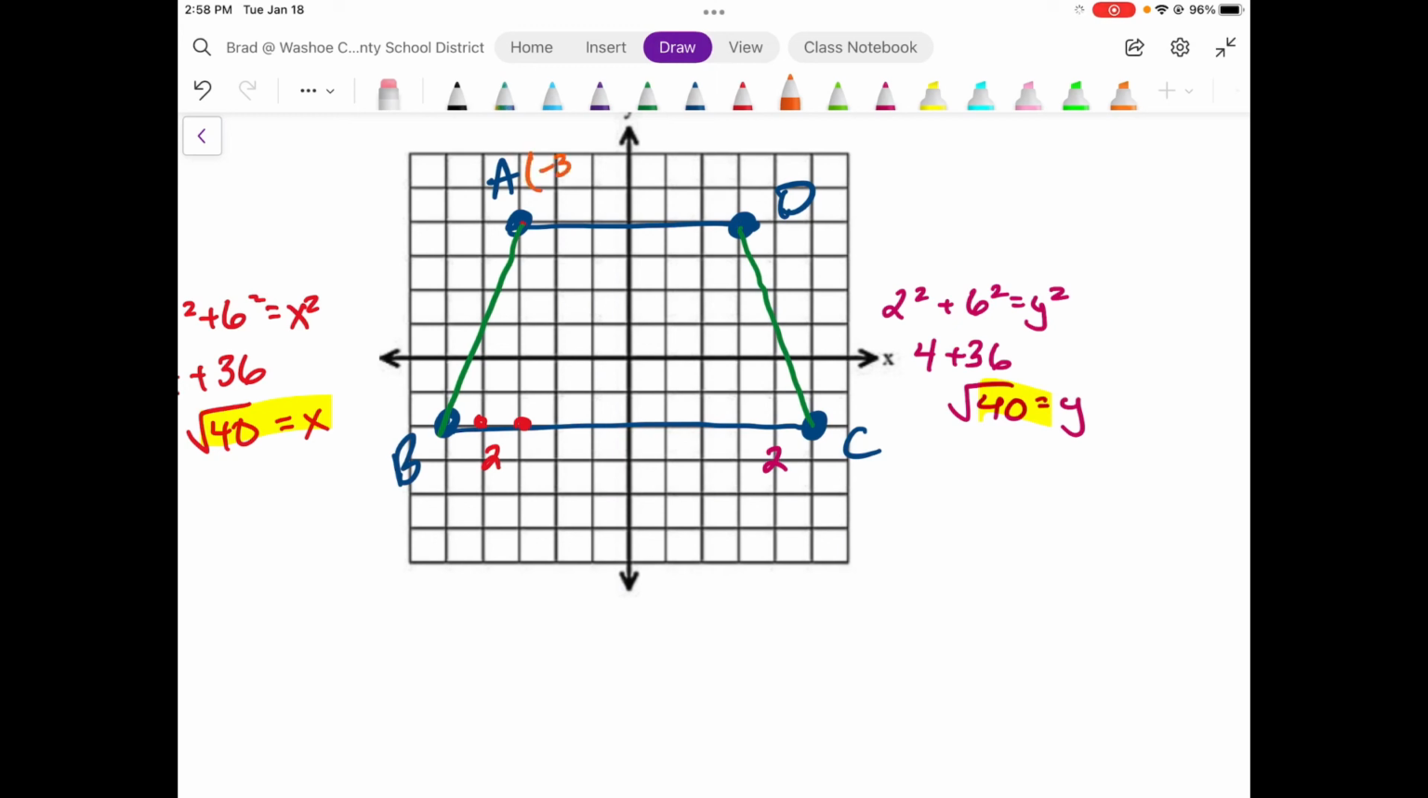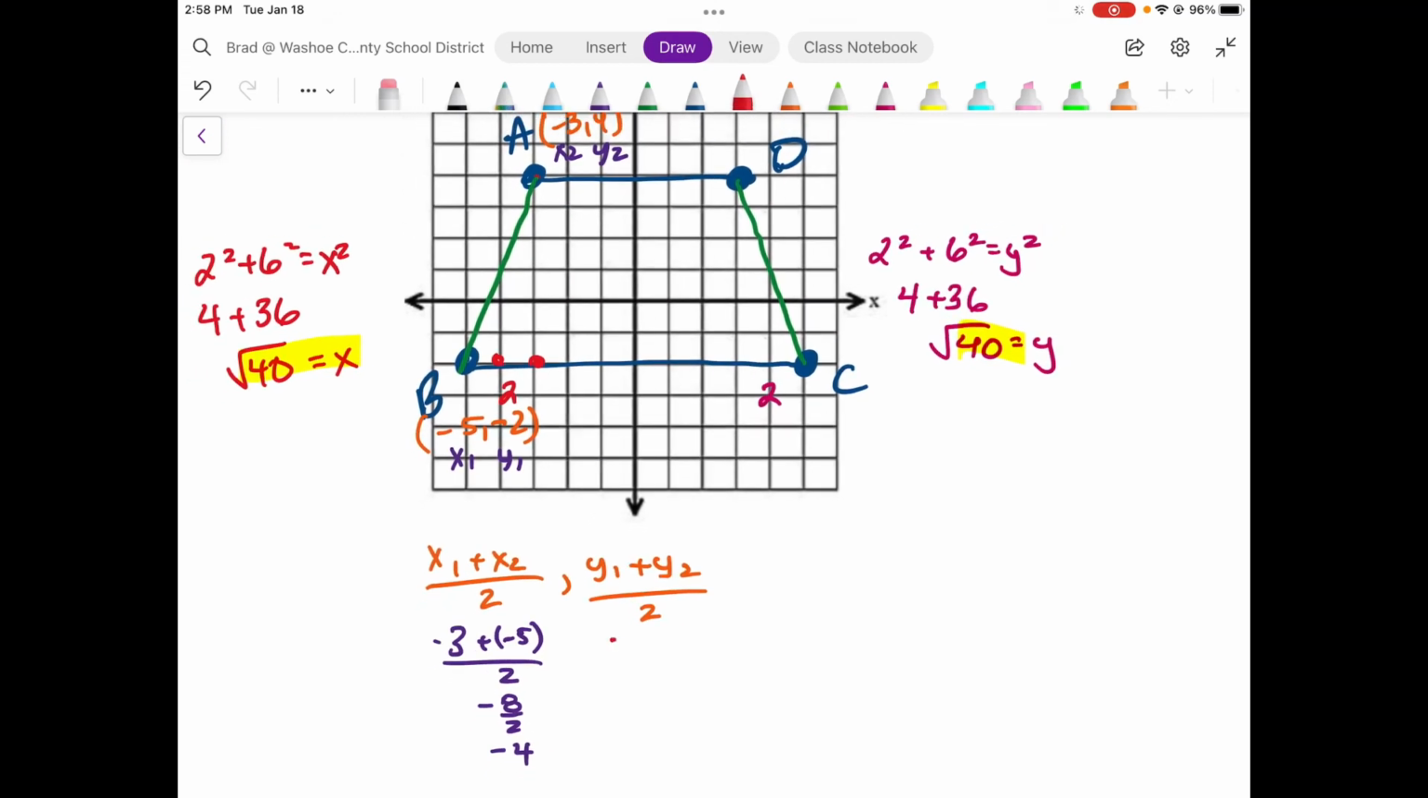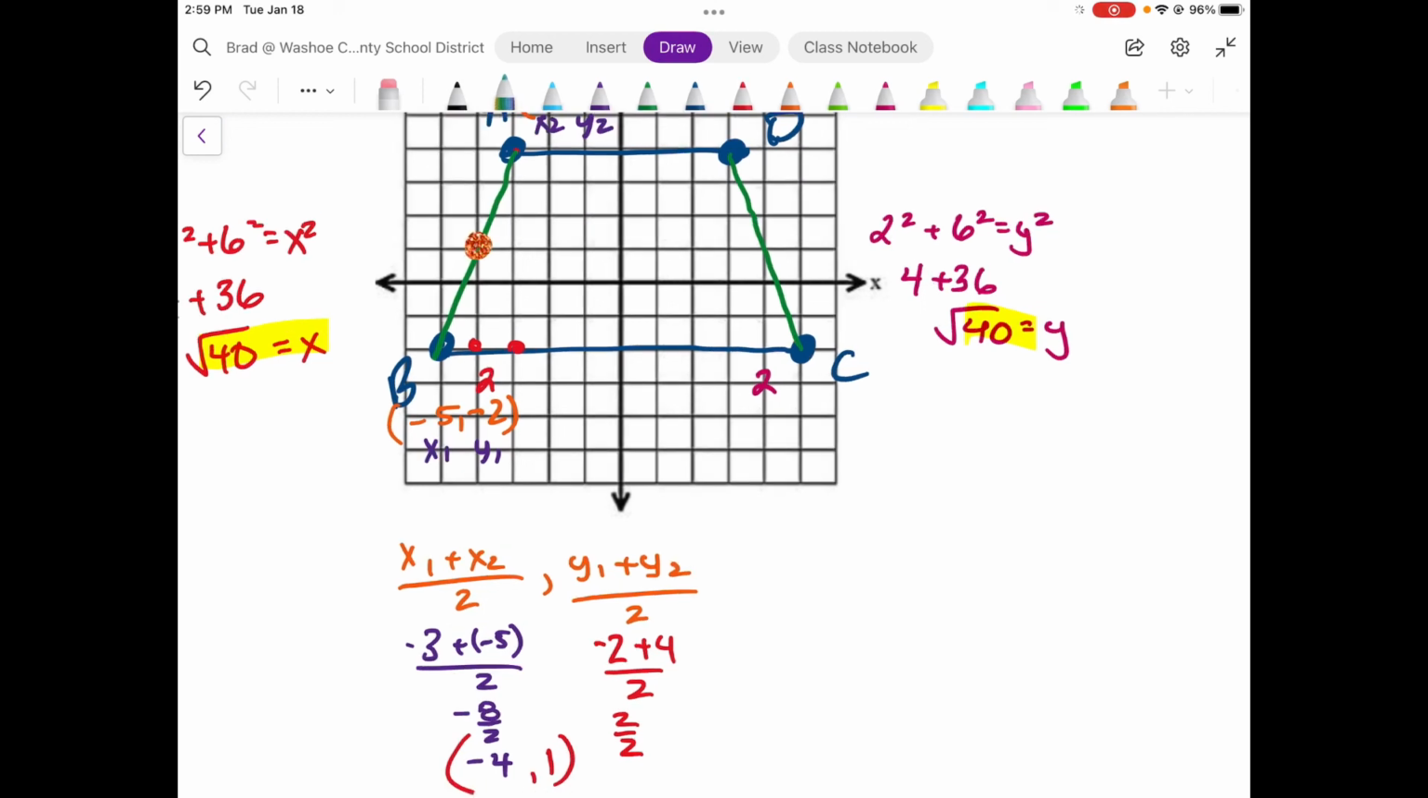So A was -3, 4, and this was B, which was -5, -2. So it's x1 plus x2 divided by 2, y1 plus y2 divided by 2, and we go from left to right. So x1, y1, x2, y2. So it's going to be -3 plus -5 divided by 2, which is -8 divided by 2, which is -4. And then this is going to be -2 plus 4 divided by 2, which is 2 over 2, which is 1. So that's this mid-segment right here.